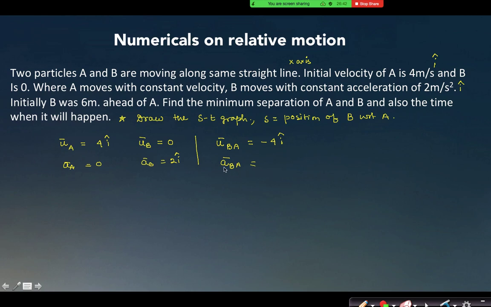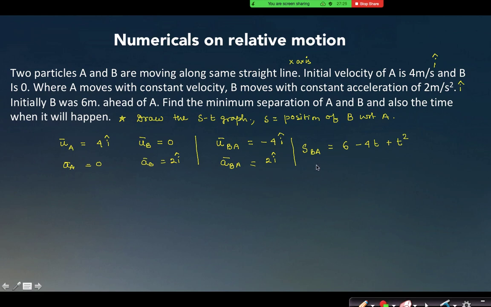Just tell me what is the acceleration of B with respect to A. After calculation, what will you get? 2 i cap, yes. Then I can use this formula: s, the position of B with respect to A, is equal to the initial position 6, plus ut, u is minus 4, so minus 4t, plus half a t squared. Half a t squared: the 2 and the half cancel out, so plus t squared. So 6 minus 4t plus t squared. That is the function, and I can plot this function easily.